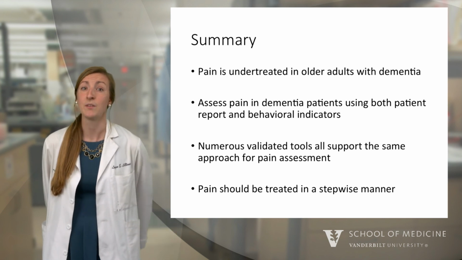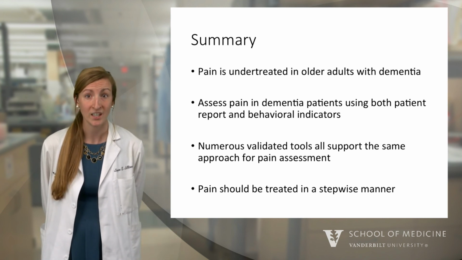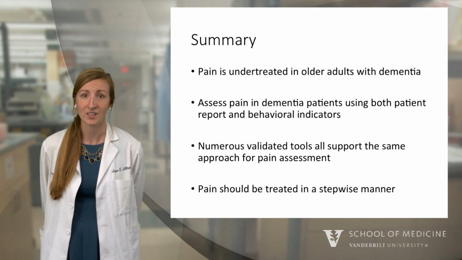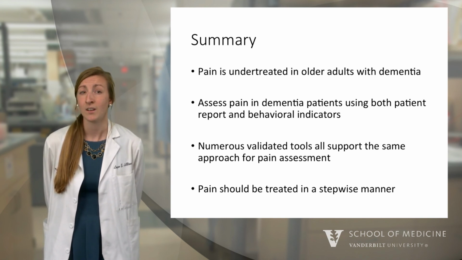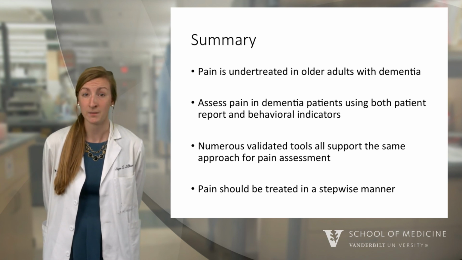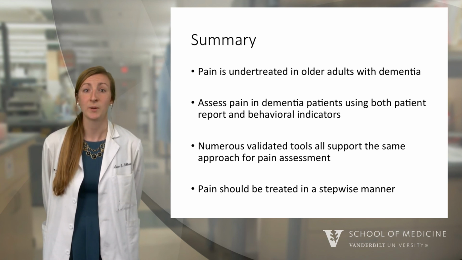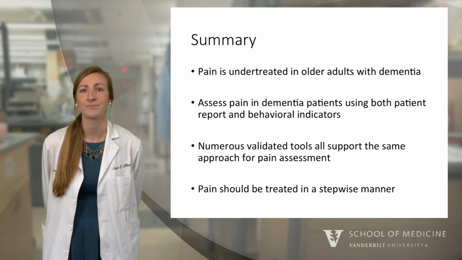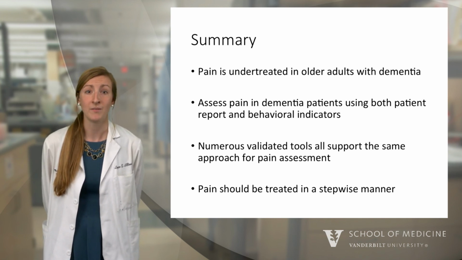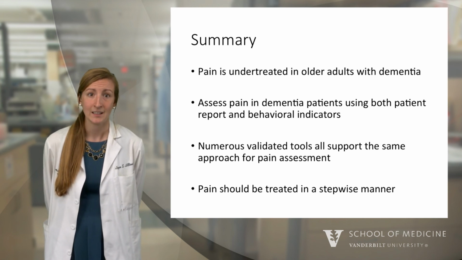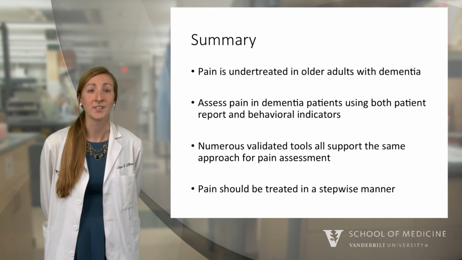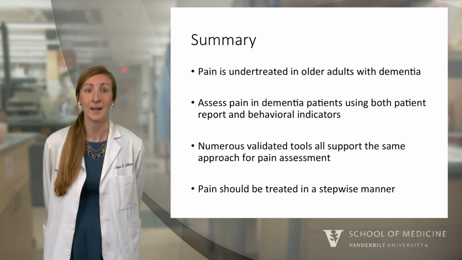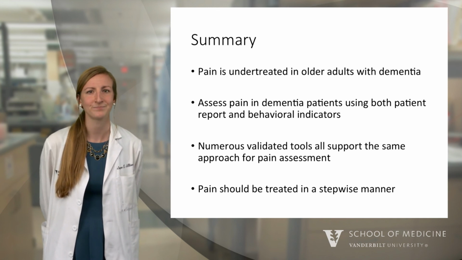A thorough and sensitive evaluation of pain in a patient with dementia includes not only the patient's report, but also behavioral indicators, such as facial expressions, vocalizations, body movements, changes in interpersonal interactions, activity patterns, or mental status. There are a number of validated tools for this assessment, all of which rely upon similar metrics and have an approximately equivalent ability to detect pain in adults with dementia.